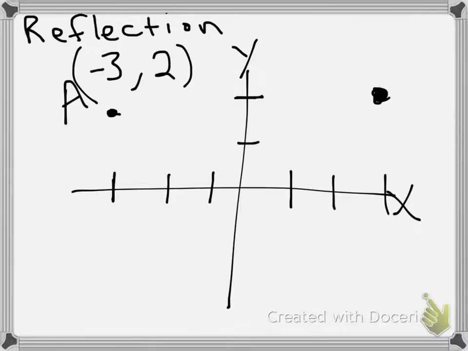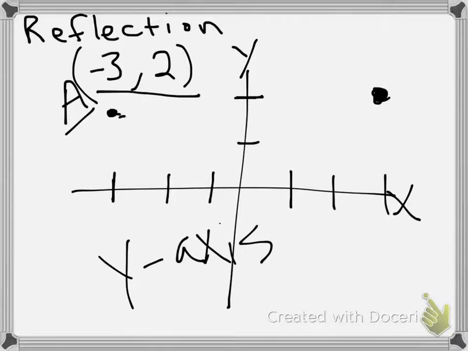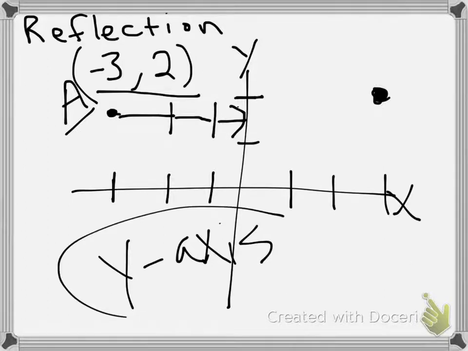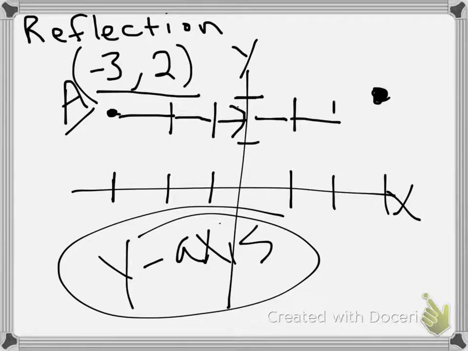So here's the reflection. I'm going to reflect it across the y-axis. I'm going to look at my point. A is negative 3, 2. So I'm going to count. There's 1, 2, and 3 to get to my y-axis because I'm reflecting across the y-axis. So I have to count 3 this way. 1, 2, and 3. Oops, I'm a little bit off, sorry. The new point should have been right here.